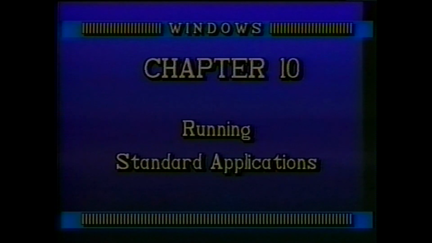In this final chapter, we'll look at running standard applications under Windows. There are many advantages to running standard applications under Windows. First, under the Windows Virtual Memory System, the hard disk becomes an extension of the computer's RAM, or random access memory. Simply put, this means Windows provides access to more of your computer's memory.